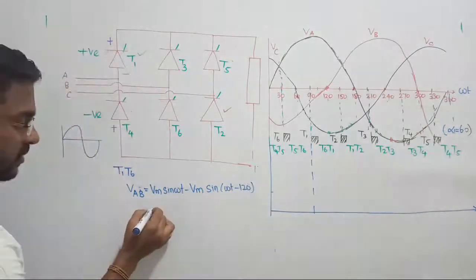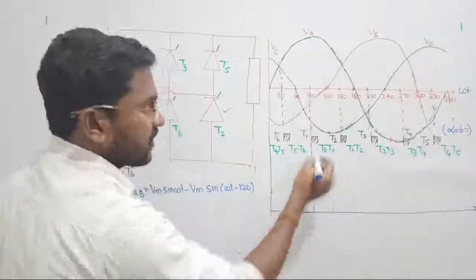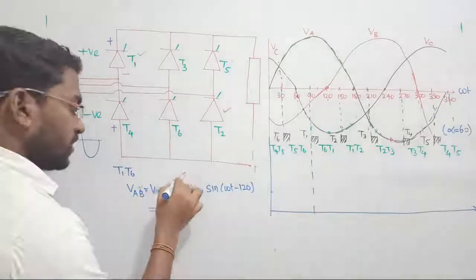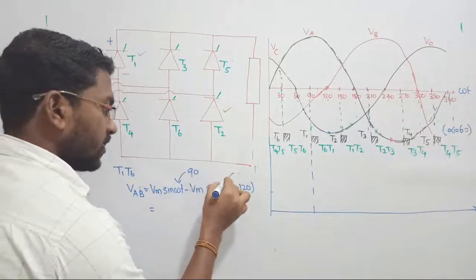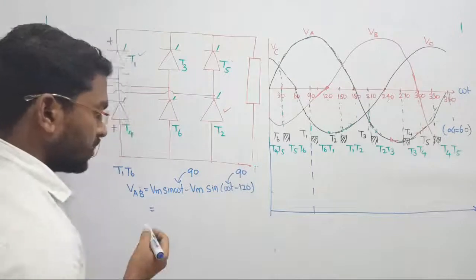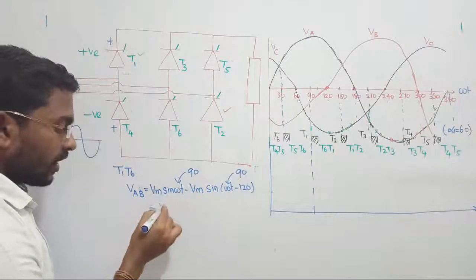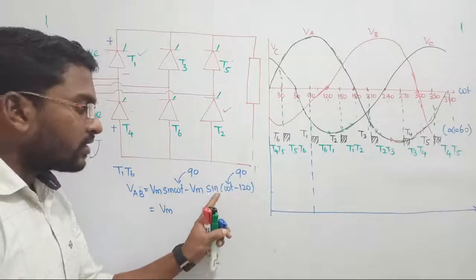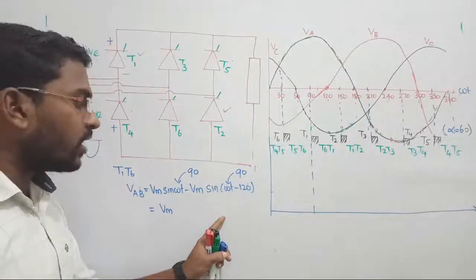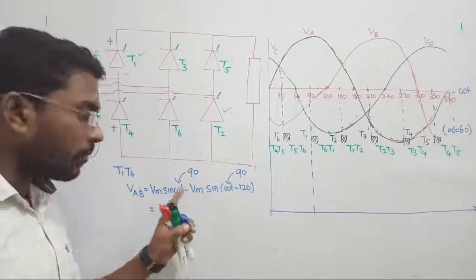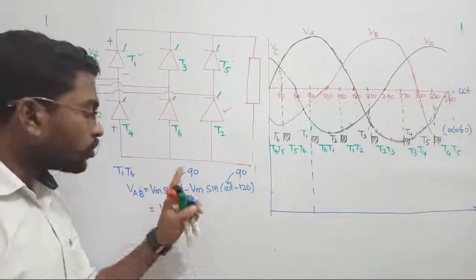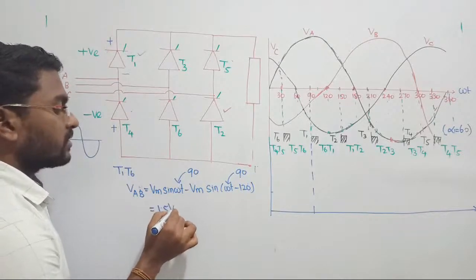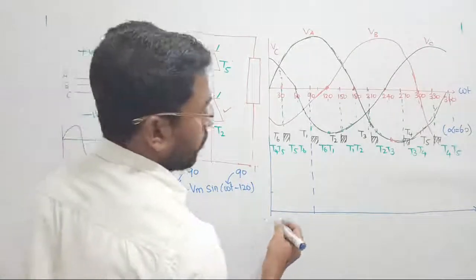Shall we proceed? Yes. Now we are triggering the thyristor at omega t equal to 90 degree. So just replace omega t by 90 degree, such that sin 90 becomes 1. So here we are getting Vm. Here 90 minus 120 becomes minus 30. Sin of minus 30 is minus sin 30. Already we have a minus, so minus into minus becomes plus. Sin 30 becomes 1 by 2. So Vm by 2 plus Vm becomes 1.5 times Vm. So initially we are getting 1.5.